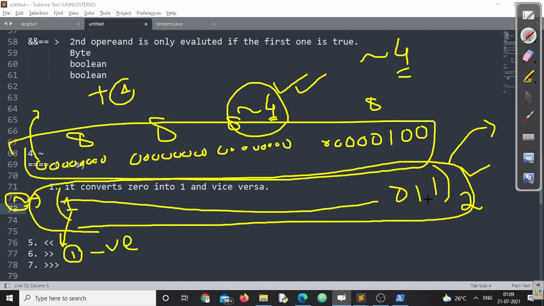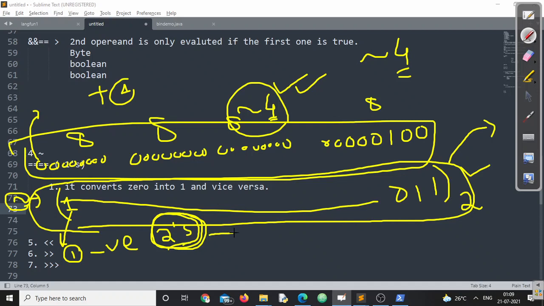Now this is a negative value. And how are negative values stored in memory? They are stored in memory in 2's complement form. Make sure you remember this point. Otherwise, calculation will be very, very difficult. Since the leading digit is 1, this number is now negative, right?